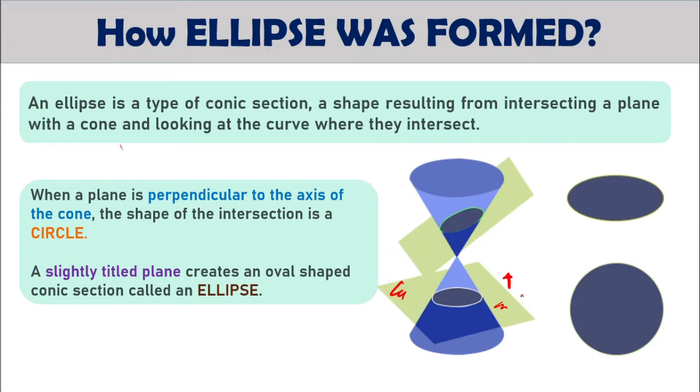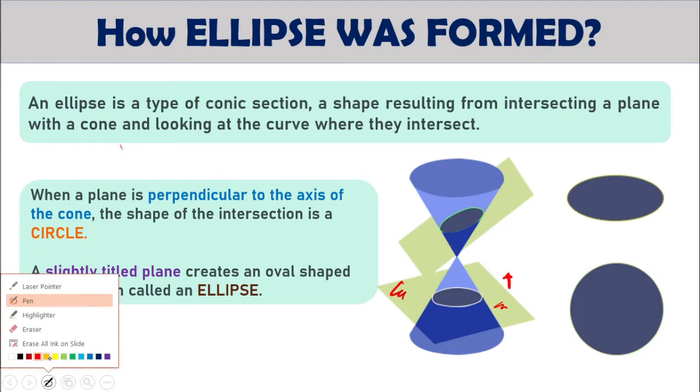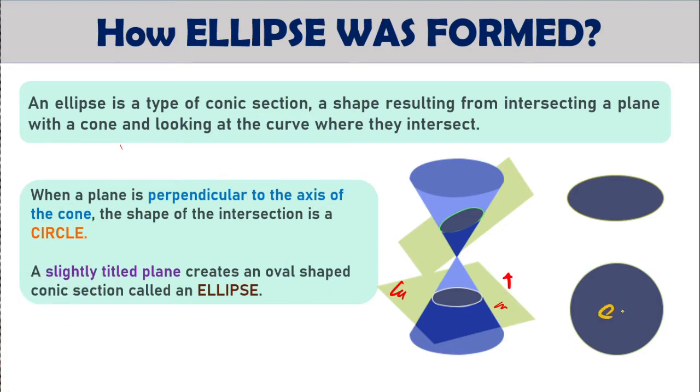Nag-differ lang sa kanilang mga curvedness. Because yung curvedness or the eccentricity ng circle is 0. Okay? 0 yung eccentricity niya. However, yung eccentricity naman ng ellipse is between 0 and 1. Okay? So, yun yung pagkakaiba nila. Okay, let's proceed.